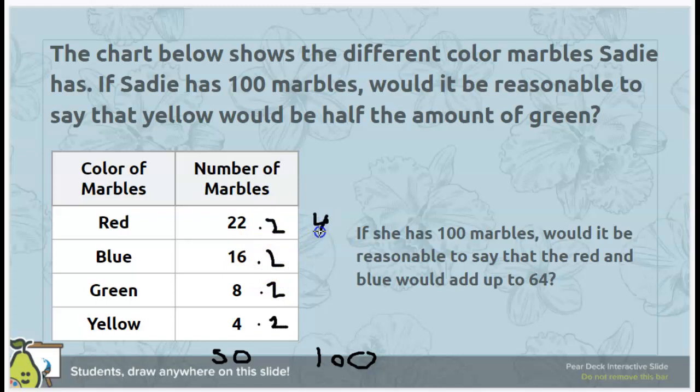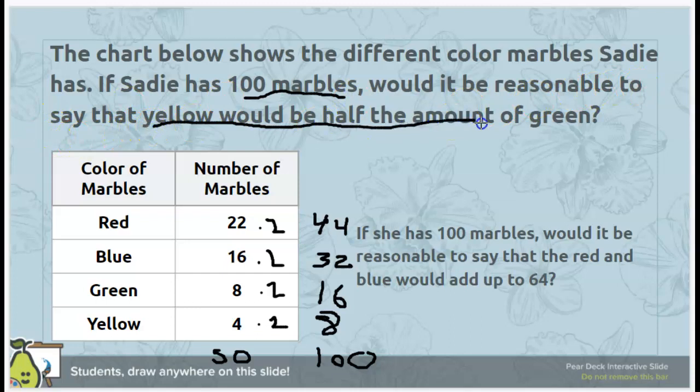So that would mean we'd have 44 red, we would have 32 blue, 16 green, and 8 yellow. Okay, so now I can actually answer the question. If Sadie has 100 marbles, would it be reasonable to say that yellow would be half the amount of green? Is yellow half of green? Yes, that is reasonable to say that yellow is going to be half of green.